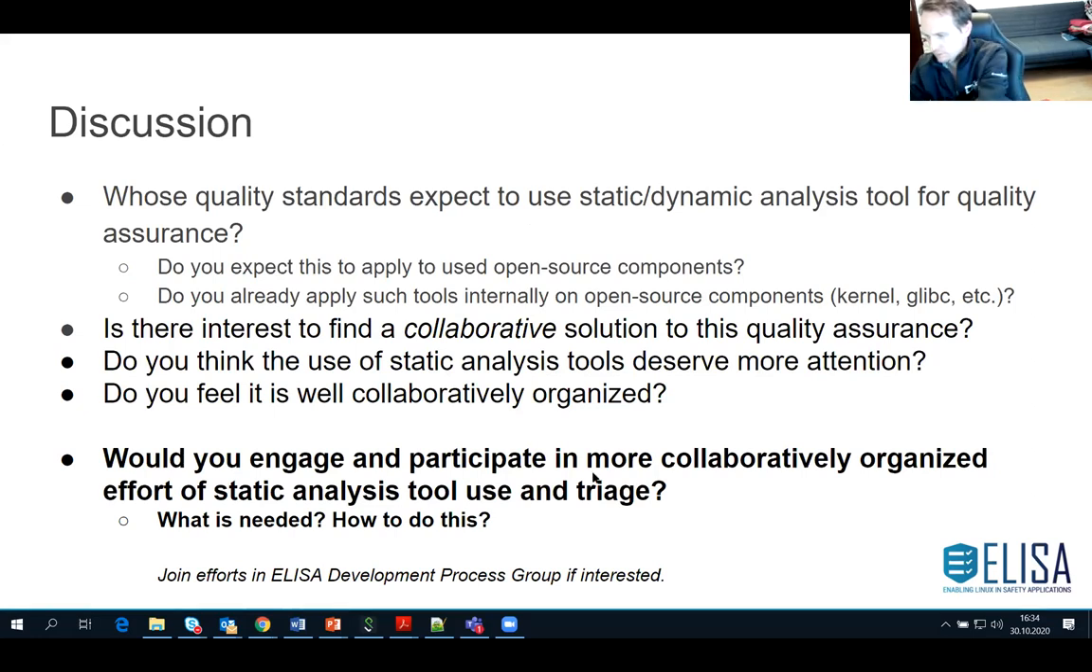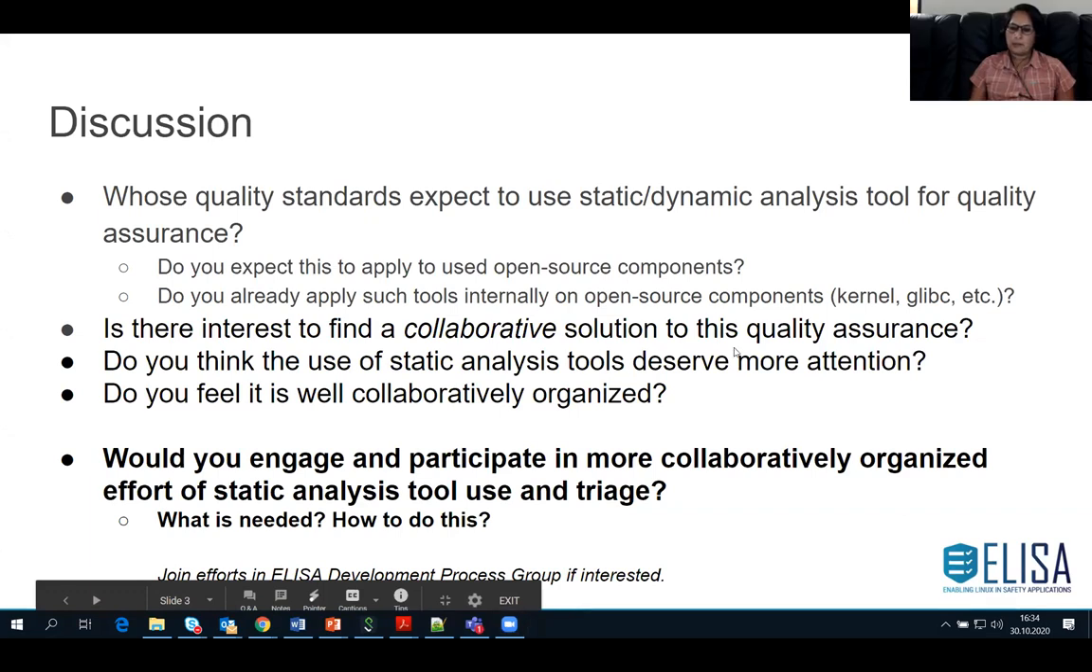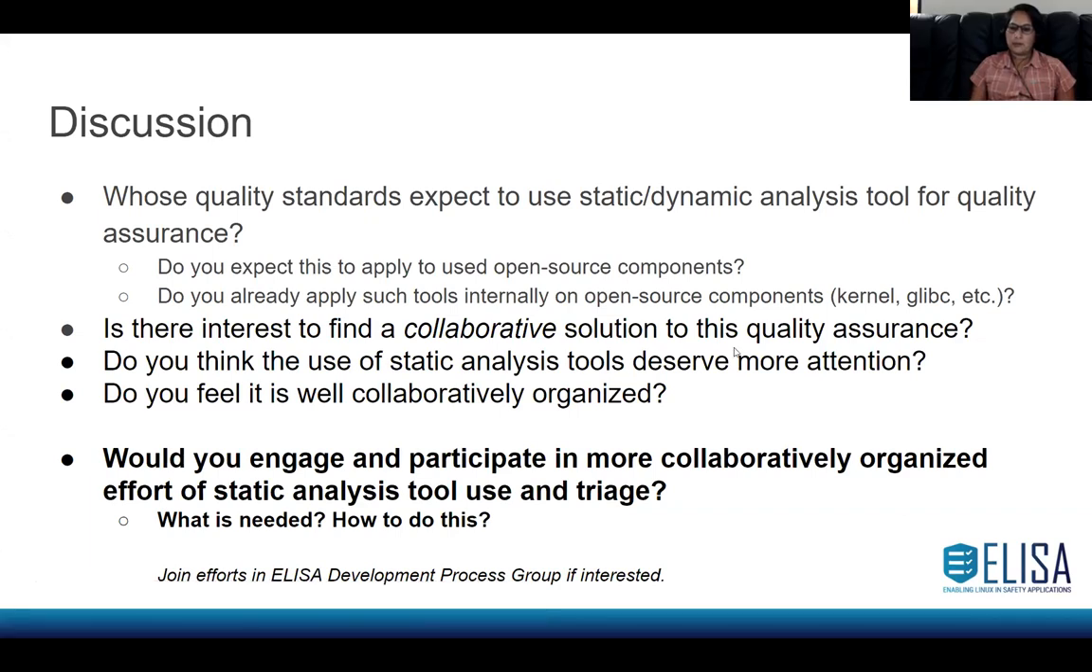Right. There wasn't something in the chat? No. Maybe there are other answers, other people that have an expectation here.